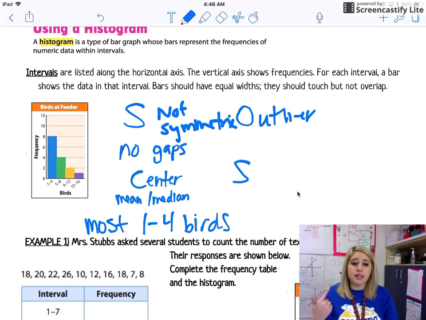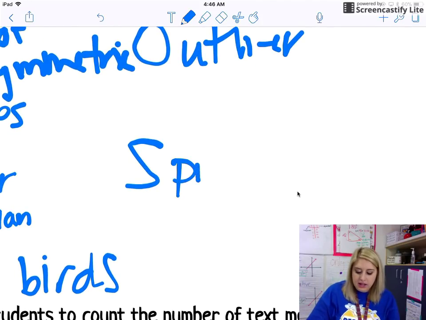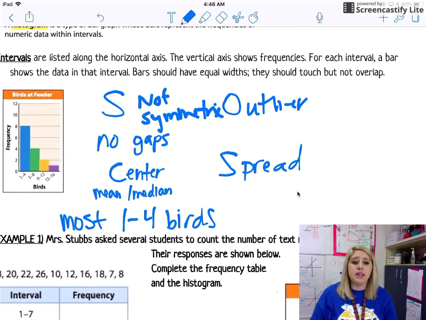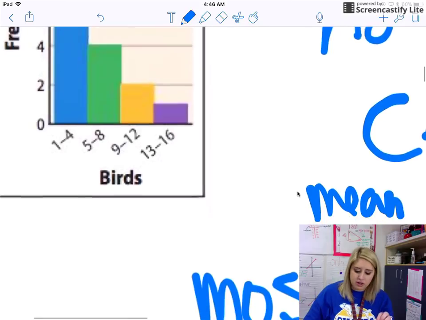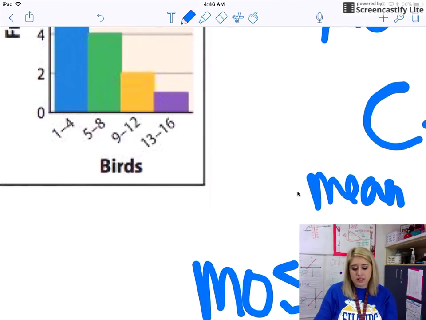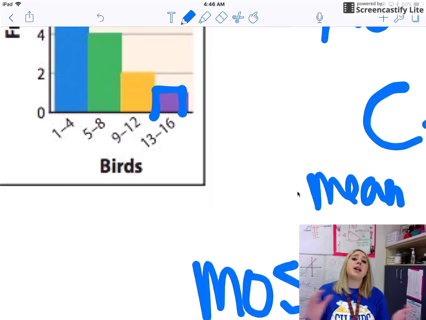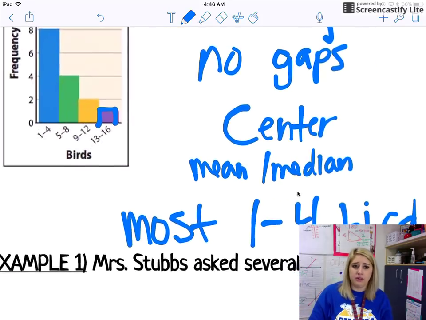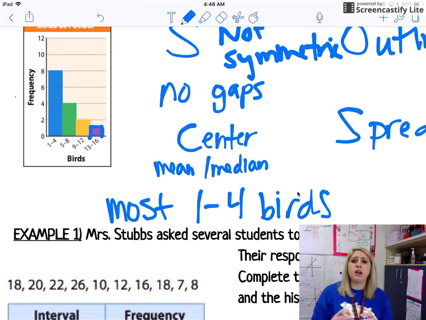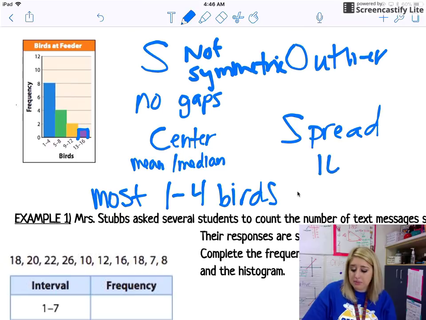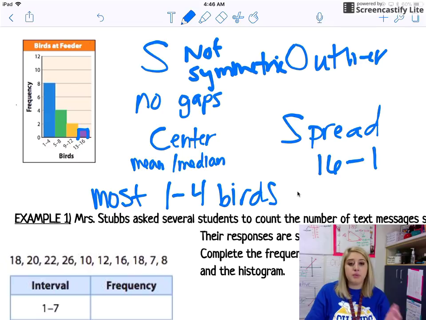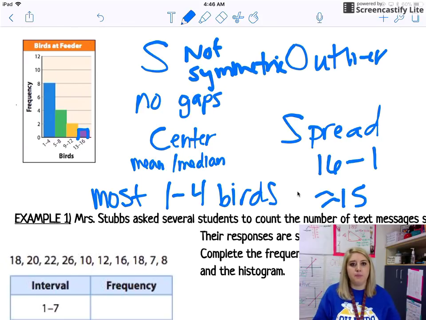All right, and finally is the S, which is the spread. Now from a histogram, I can't give you specific information because I'm not sure if this number in here is really a 13 over here or if it's a 16, but I can tell you roughly around what the spread might be. Remember, spread is how far apart it is, the range of it. So roughly the biggest number is going to be 16, maybe it'll be 13, 14, 15. And the smallest number would be 1. Like that's the max and the min for sure. So my spread is around 15, or the range is around 15.